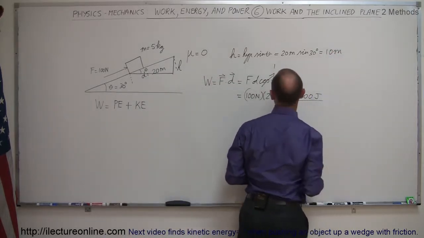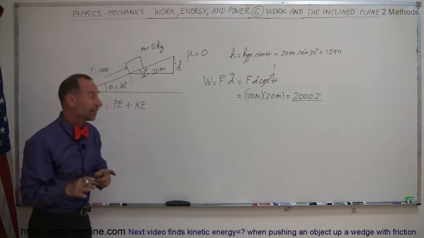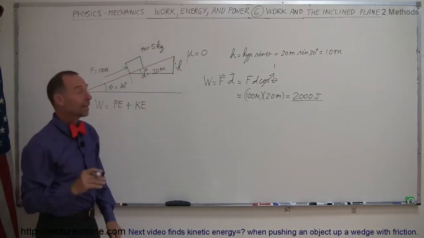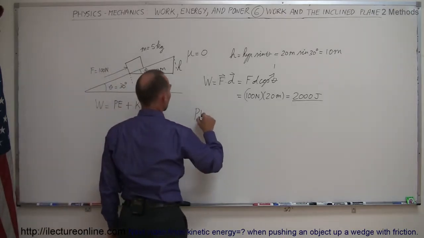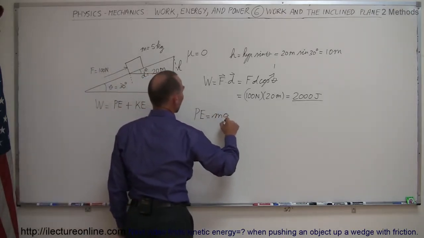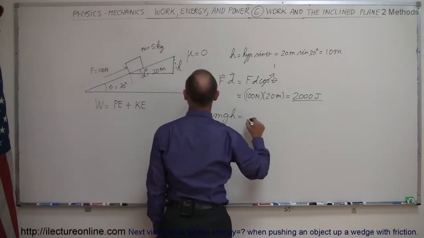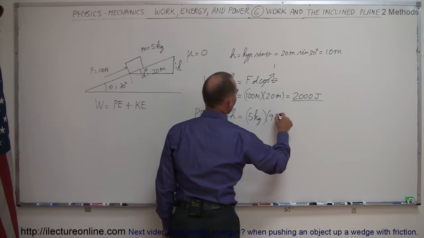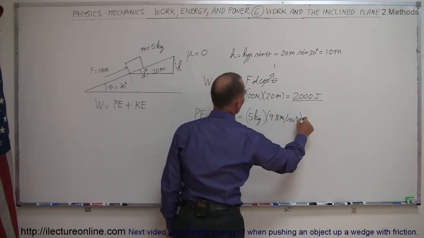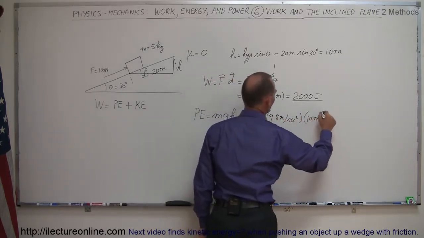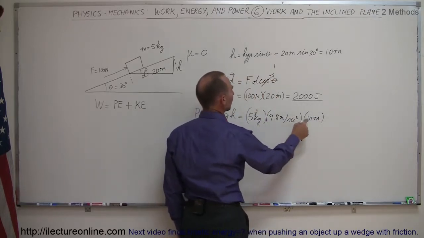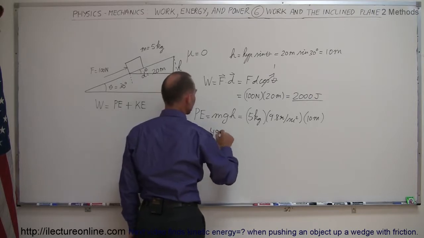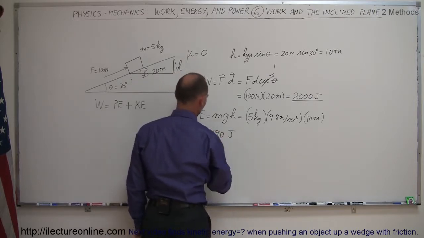So 10 meters of height was gained, which means we can now calculate the potential energy of the block when it's reached a distance of 20 meters of the incline. So the potential energy, which is calculated by mgh, is equal to the mass of 5 kilograms times g of 9.8 meters per second squared times the height of 10 meters. So that's 5 times 9.8 is 49, times 10 is 490. So potential energy is equal to 490 joules.